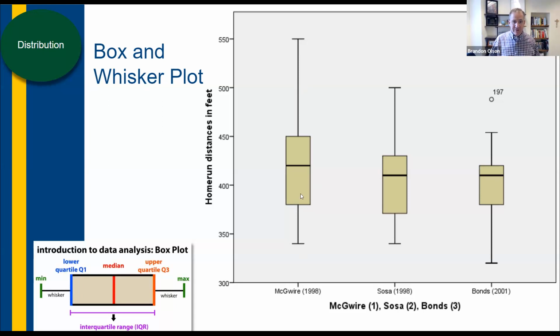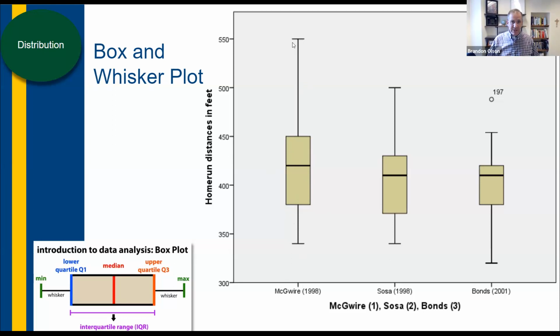Those were the lower 25%. The upper 25% of his home runs were about between 450 and 550 feet, which means the middle half of his home runs is represented inside this box. And the line across the box represents the median value, the middle value between the lowest and the highest. Again, this is your minimum value, and this up here is your maximum value.